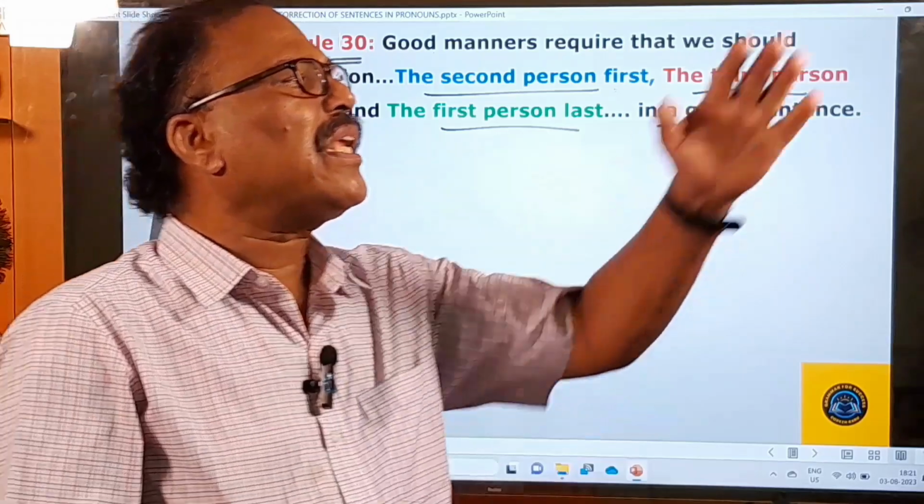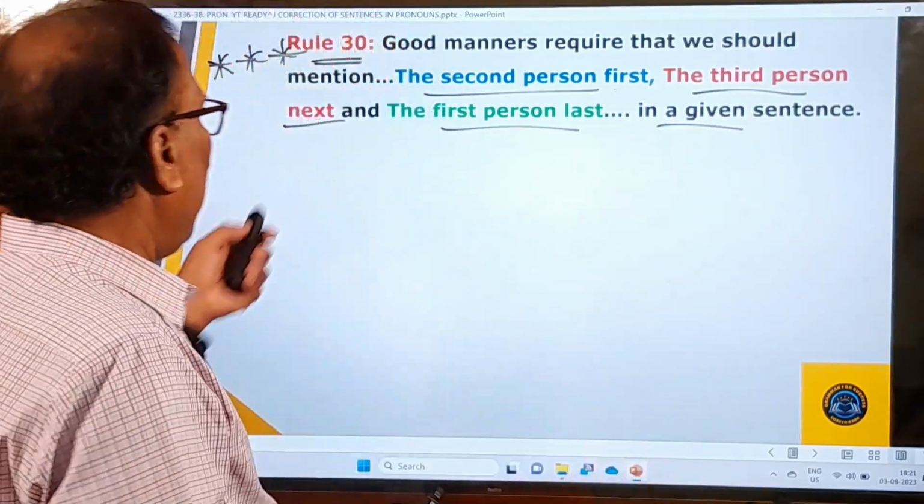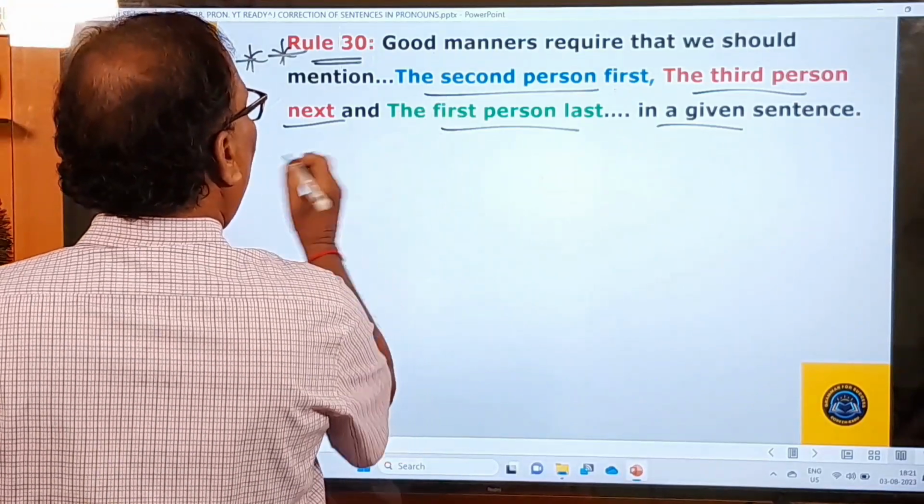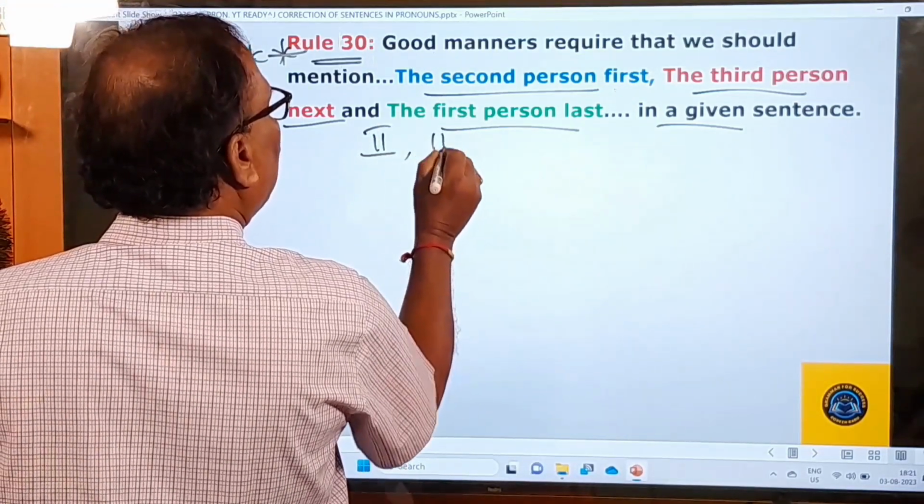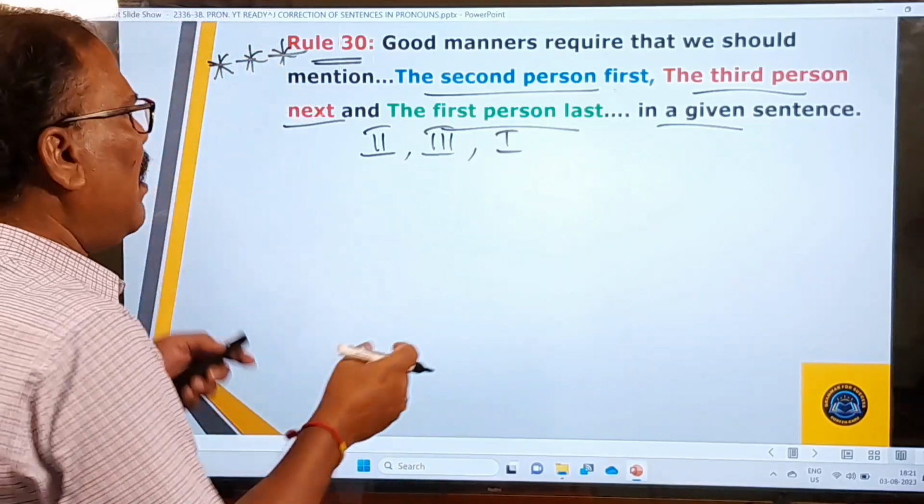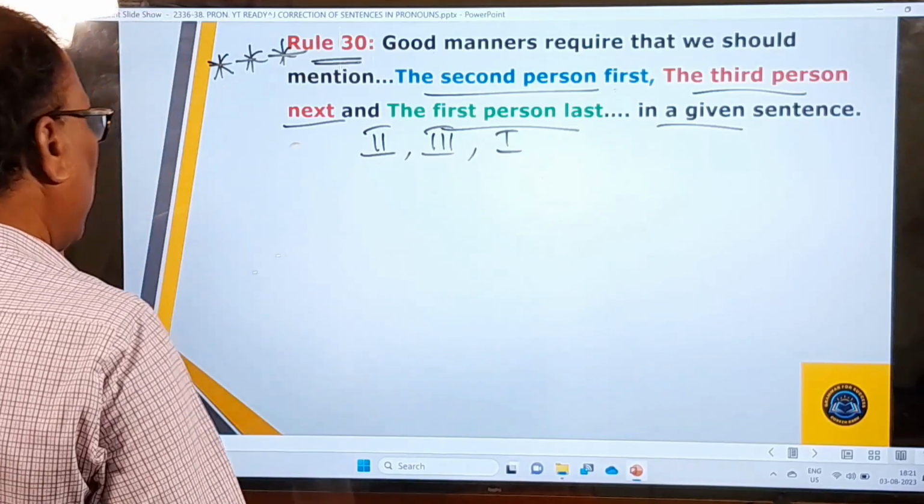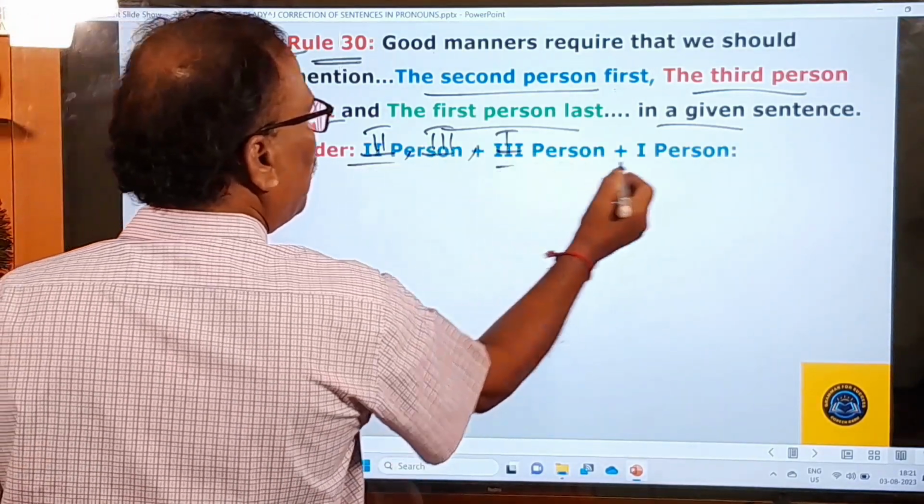One who is spoken about is called the third person. Very well. And here, first, that should be the order: second person, then third person, then first person. This should be the order. And in the examination, as against this order, they will give the sentences. How? It's like that. The order is second person, third person, first person.